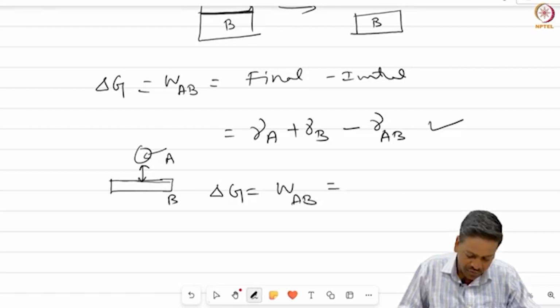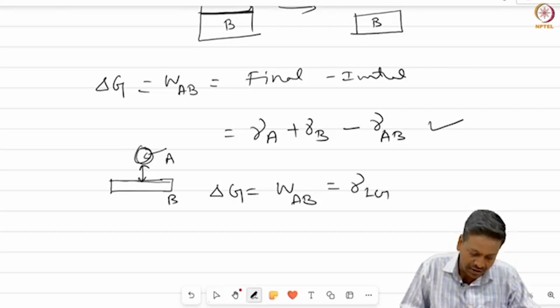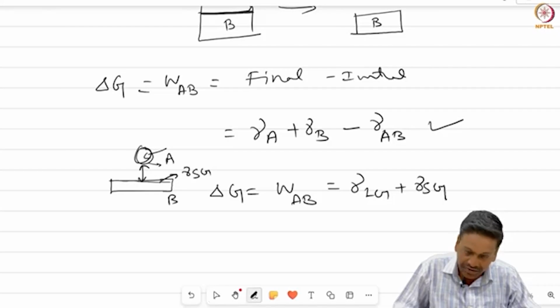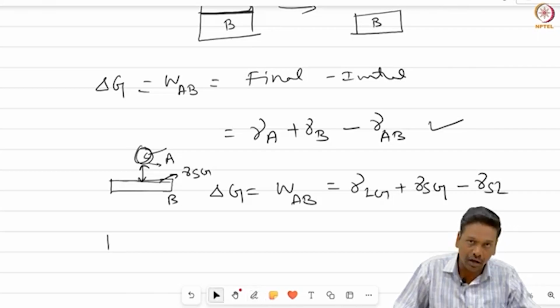Because we have liquid, gamma A is going to be my liquid, so it should be gamma Lg. I'm writing it explicitly because this is associated with the surrounding, which is gas. And gamma B has to be this one, gamma Sg, because this is associated with the surrounding. So it has to be gamma Sg minus gamma AB, which in this case will be gamma SL.